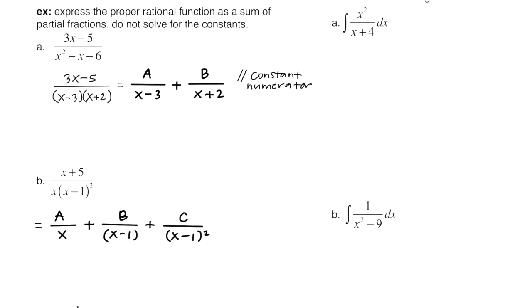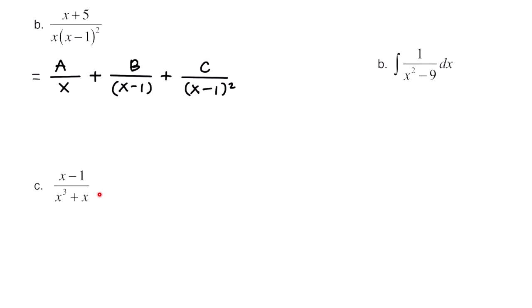So here's our final answer, a sum of partial fractions. For part C, we still have a proper rational function. The degree of the numerator is 1 and the degree of the denominator is 3. So again, the degree of the numerator is less than the degree of the denominator.